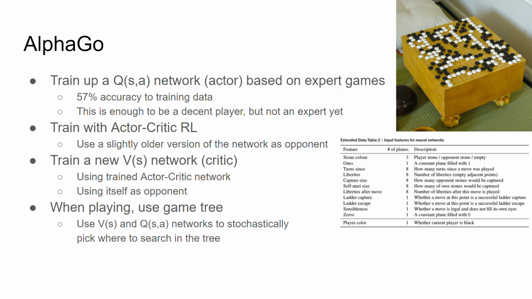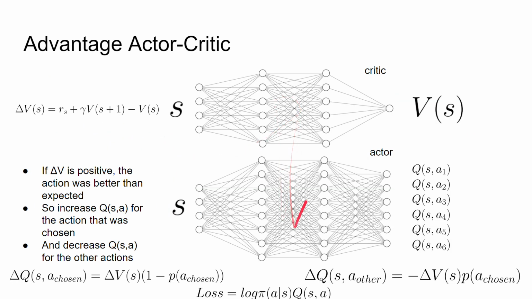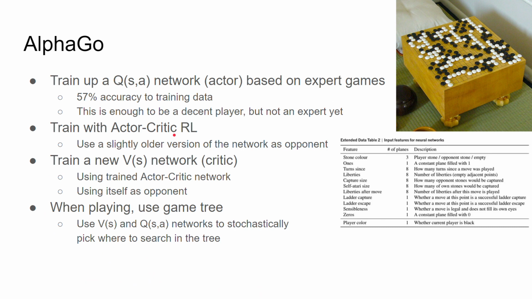Then they said, all right, I've got this network. Now I can have this thing start playing games against itself. It turned out it didn't work well playing against itself exactly; you played against slightly older versions of itself. Basically, if it was training against itself, it would get caught in infinite loops and stalemate everything. But that's what they did. They did actor-critic reinforcement learning. So they had these two networks, trained them up using these learning rules, and had it play many games against itself.